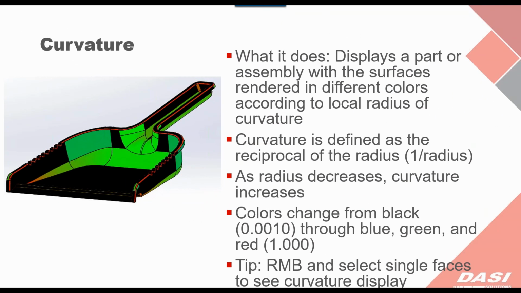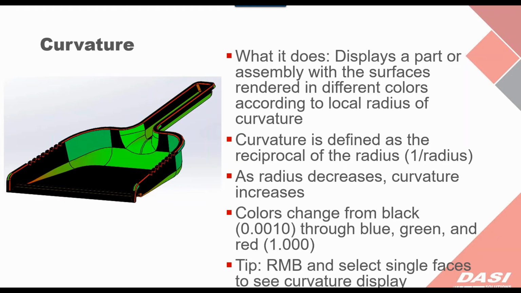All right. So what does curvature do? It displays a part or assembly with the surfaces rendered in different colors according to the radius of curvature. One thing to note here is curvature is the reciprocal of radius, so it's 1 divided by radius. As the radius decreases, the curvature will increase. What do the colors mean? The colors change from black, which is essentially 0 curvature or a flat surface, through blue, through green, and red, which is 1.